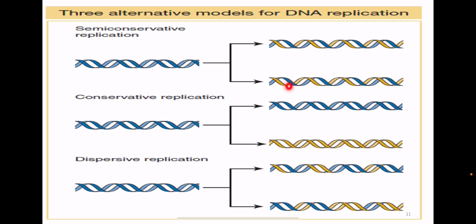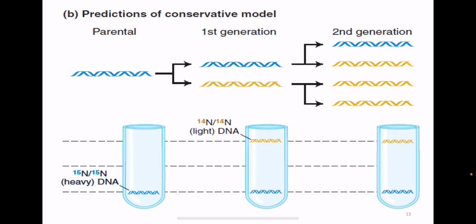That would be the blue, and the yellow is the new one, okay. But for conservative replication theory, it says that one strand will be entirely similar to the parent molecule, and another entirely different from the parent molecule. And the dispersive is like no one strand is exactly as the parent molecule, but there are segments of each strand that are actually from the parent, okay. So like pieces, not a full strand from a parent molecule, right?